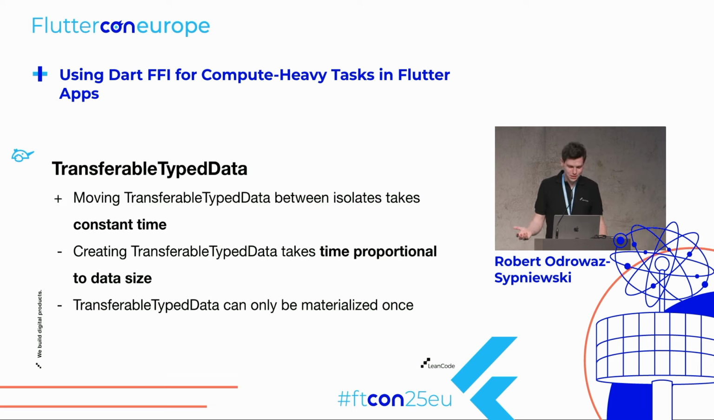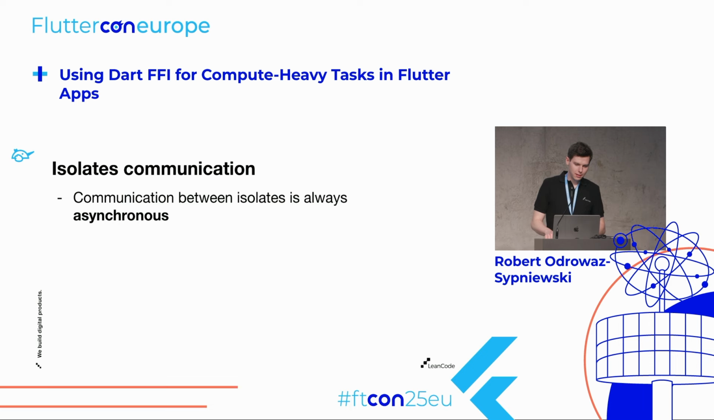And to make the matter worse, it's not like this TransferableTypedData can be used multiple times and we can just allocate it at the beginning and then use it throughout the app lifecycle. We need to create a new instance for every transfer between isolates. Also, it's worth noting that every communication between isolates is done via ports, which is by definition asynchronous. So we will not be able to do any kind of synchronous communication.